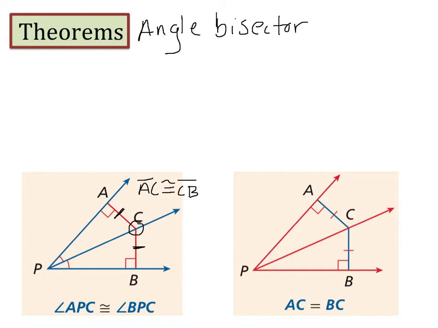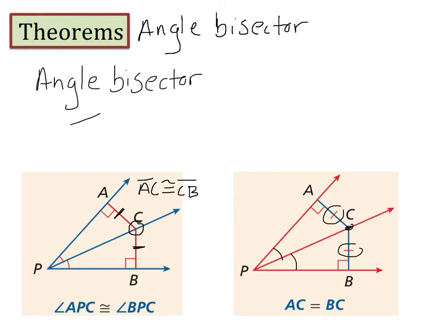So for the converse of that, if we have a point on some type of ray that's coming out of the angle and these two sides are congruent, what we know is that it's on the angle bisector. So this is the angle bisector theorem. And we have the converse for the angle bisector.